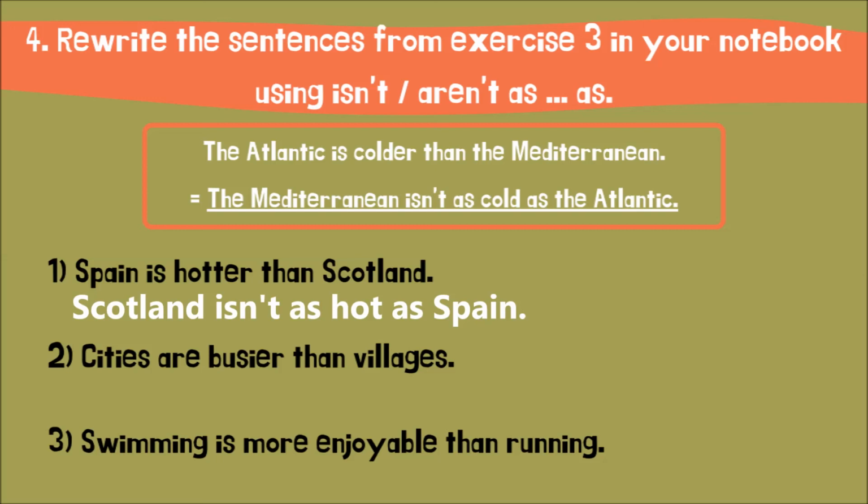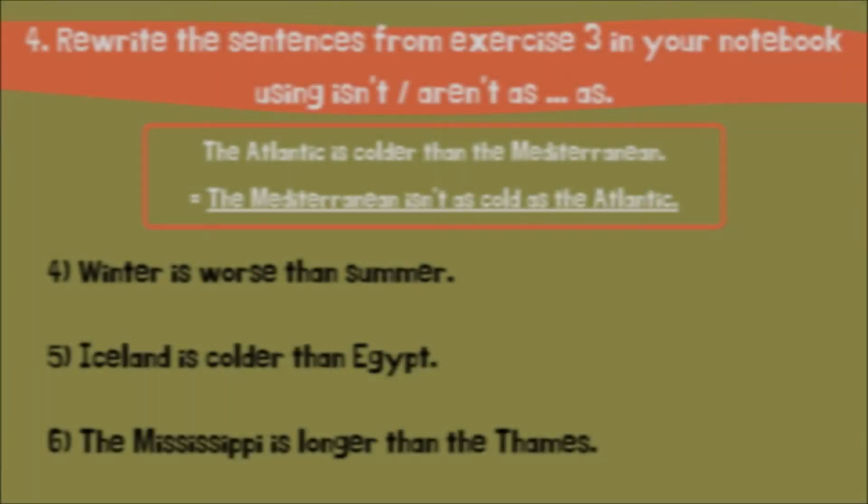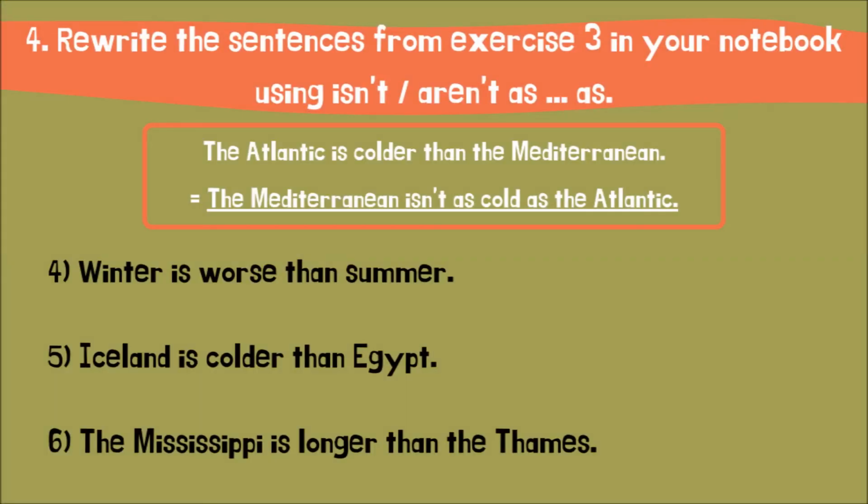Number 2, which one we are going to use, isn't or aren't? Yes, for number 2, cities, ada s kat situ, villages ada s, we use aren't. Kamu buat sendiri. Number 2, number 3, and then next number 4, number 5, Iceland colder than Egypt, Egypt isn't as cold as Iceland. Number 6, Mississippi is longer than the Thames. You write your own answer in your notebook.